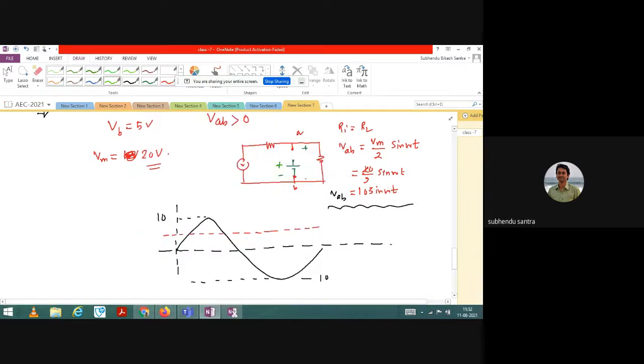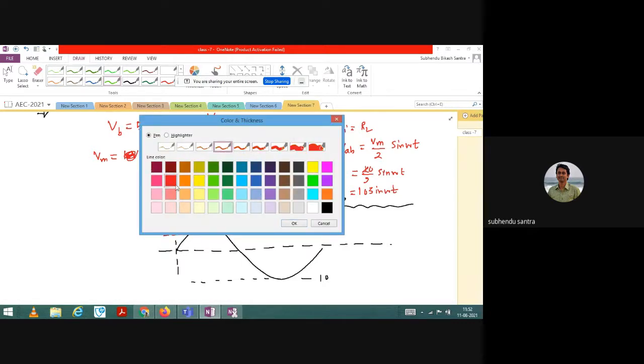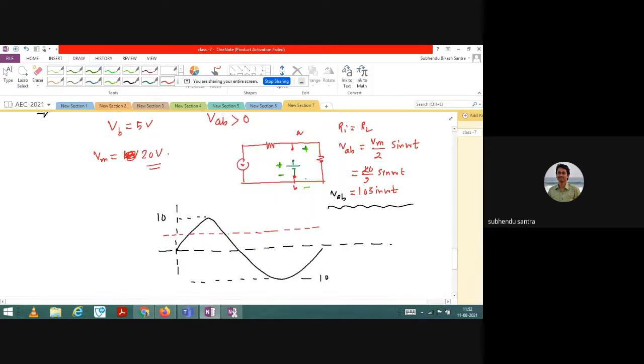The polarity of the battery I have applied exactly matches the polarity I have assumed, the reference polarity. That's why I took it on the positive side. Now here the question is coming. We have three regions: 0 to theta 1, theta 1 to theta 2, theta 2 to pi. And you have a diode here.